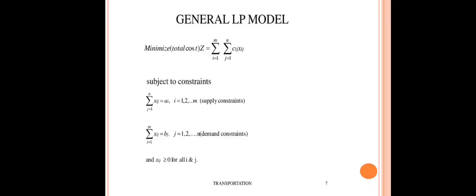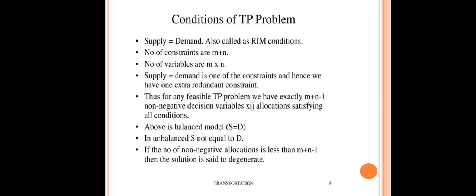Okay, so this is the general LP model. Minimize z, that means our total cost, is equal to the summation i from 1 to m, j from 1 to n, of Cij into Xij. Subject to constraints, we have two constraints, supply constraints and demand constraints. Supply constraints: summation Xij, j from 1 to n, is equal to Ai, i from 1 to m. Second one, summation i from 1 to m of Xij is equal to Bj, j from 1 to n. This is the demand constraints. All Xij greater than or equal to 0 for all i and j. So these are the conditions of the transportation problem.